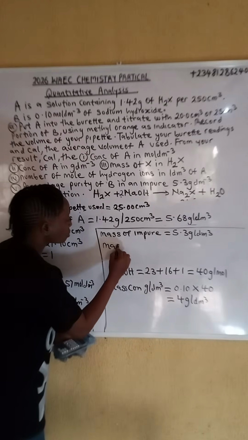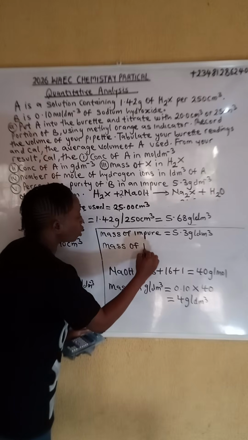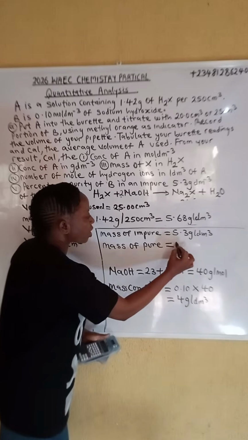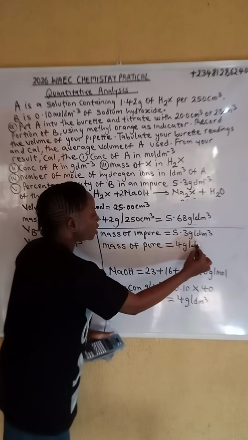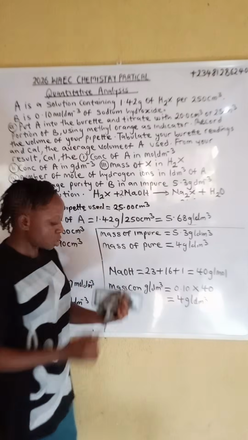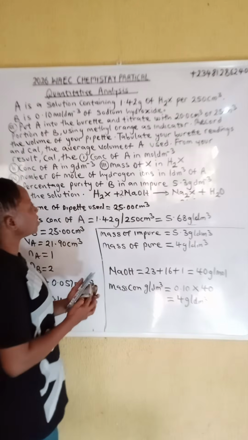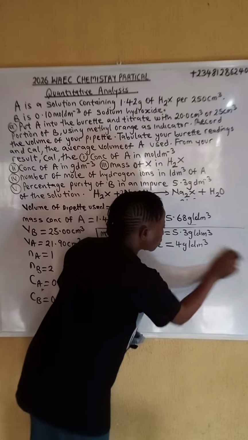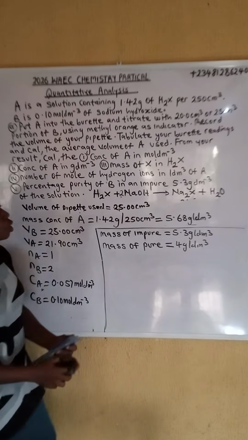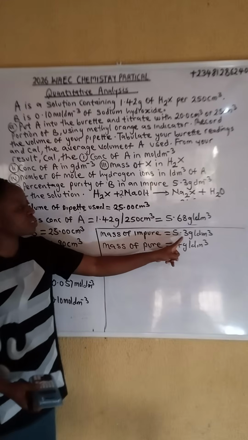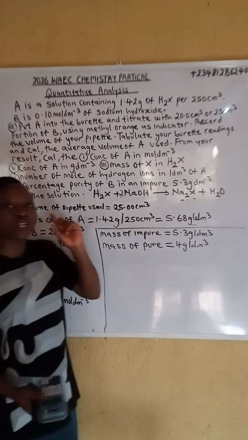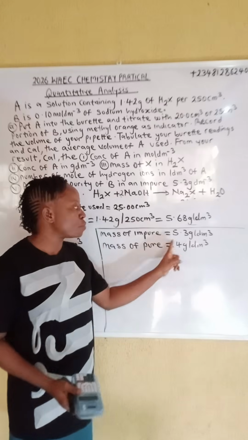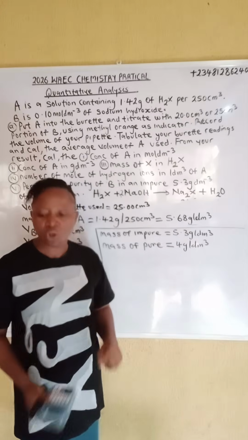So mass of pure equals 4 grams per dm cube. Now we can calculate the percentage purity. Don't forget that when the mass of an impure is given, don't use the mass of impure to look for molar concentration.